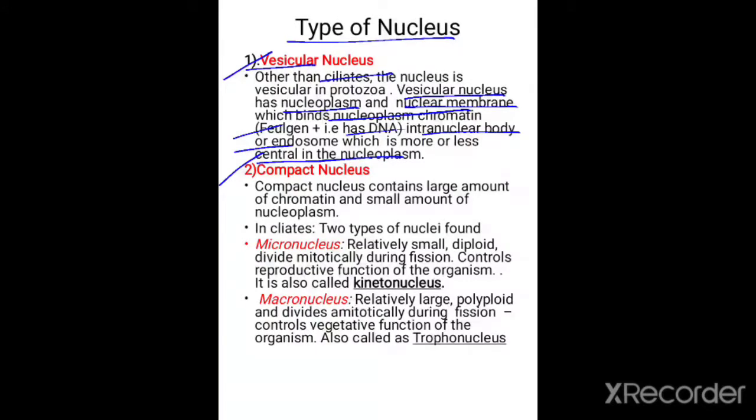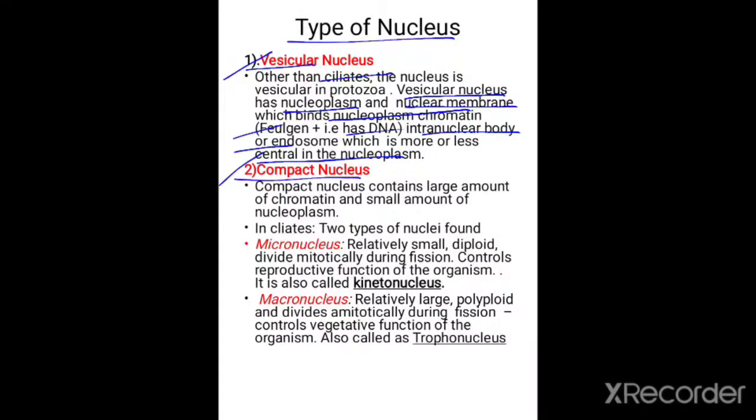In the nuclear classification there are two nuclei, one is vesicular, the other is compact. In the case of the vesicular nucleus, there is a Feulgen positive nucleus. This is because it has DNA in the intranuclear body, the endosome. Inside the endosome there is DNA in the case of the vesicular nucleus, and there is a smaller amount of chromatin.